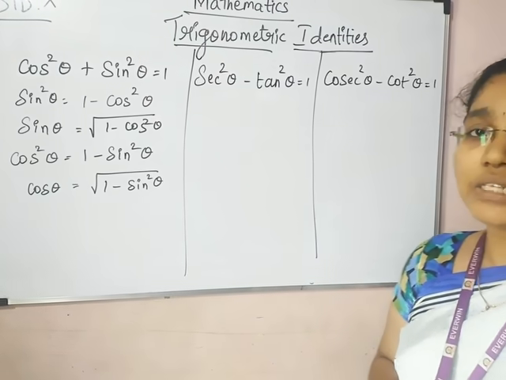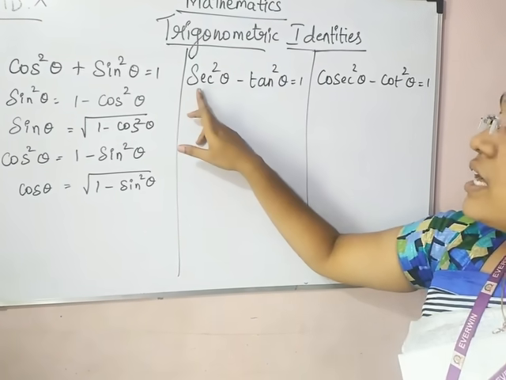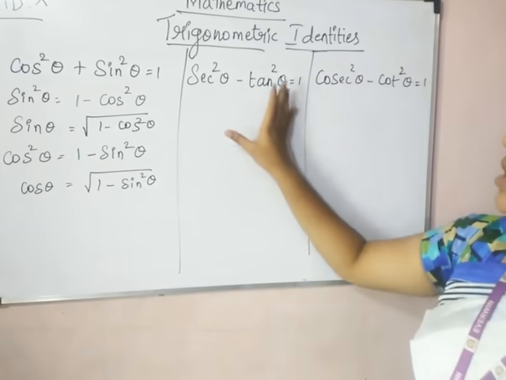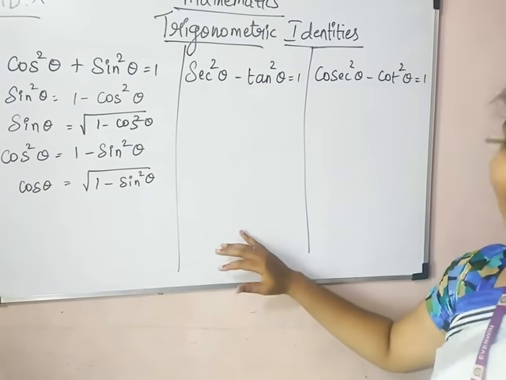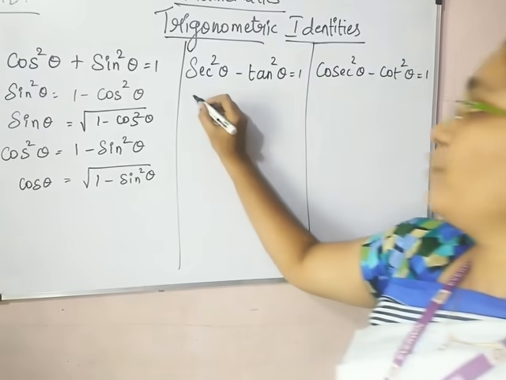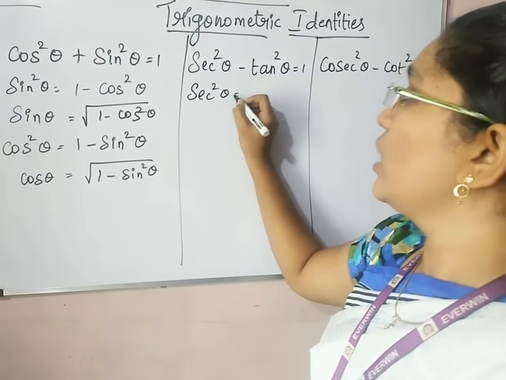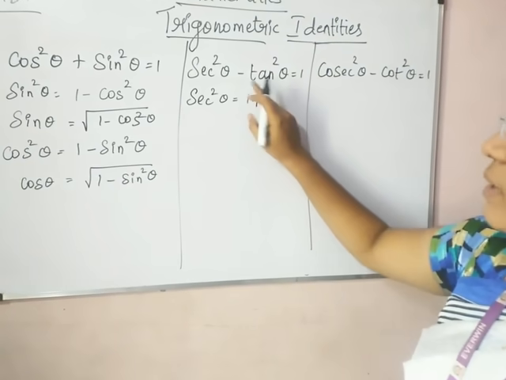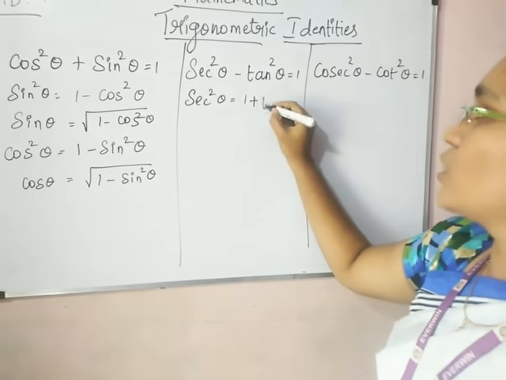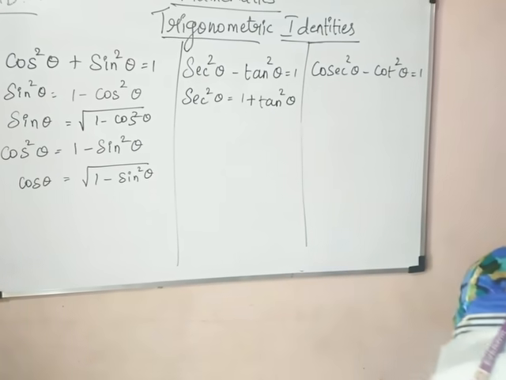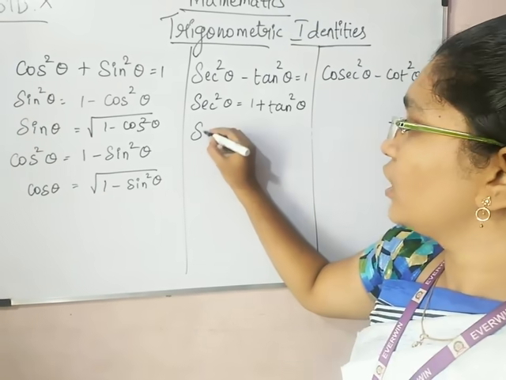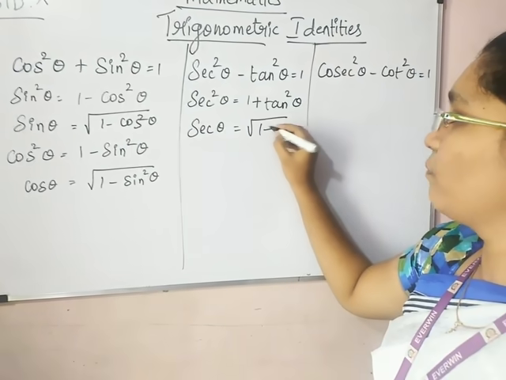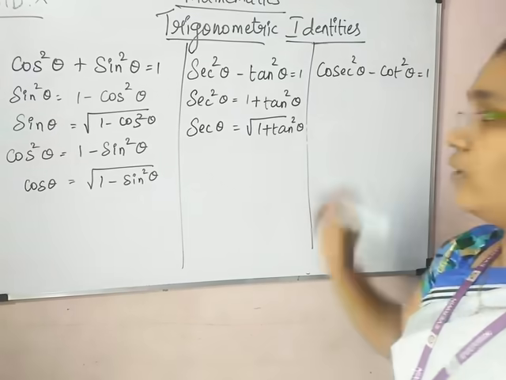Next we are moving to the second identity. What is the second identity? Secant square theta minus tan square theta is equal to 1. Can we derive the secant value and tan value from this identity? Yes. If you want only the secant value, just take tan square to that side. It becomes 1 plus tan square theta, since we had minus. Again, if you want secant theta, take the square root on both sides. It becomes the root of 1 plus tan square theta.